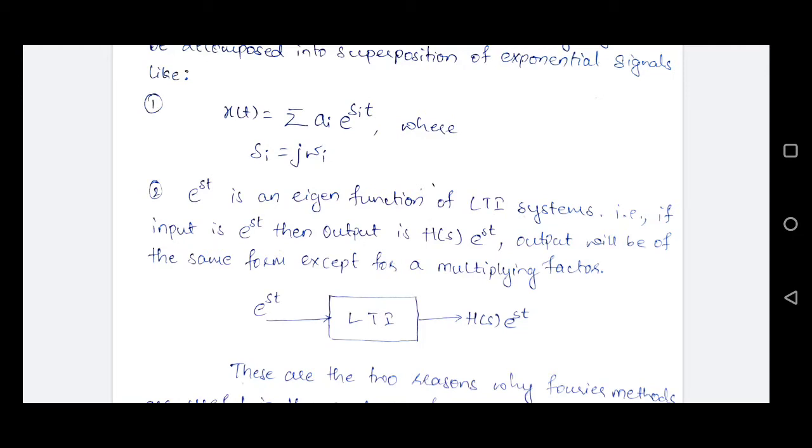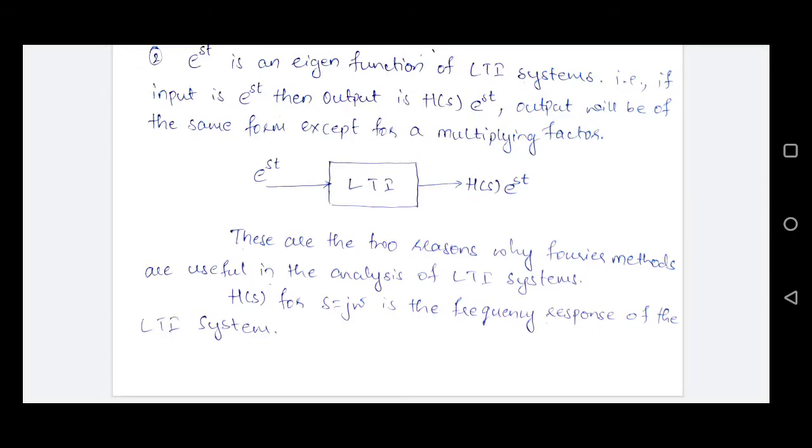And the second reason is the exponential signal used to represent or to form the composite signal is an eigenfunction. Eigenfunction means when we apply eigenfunction as an input to a linear time invariant system, output from the linear time invariant system will be of the same form as that of the input, but with a multiplying factor. So e to the power st, the exponential signal used in Fourier transform, is an eigenfunction. That is, if e to the power st is the input to linear time invariant system, then the output will be e to the power st itself, but that signal will be multiplied by a factor H of s. H of s is a multiplying factor. Now these are the two reasons why Fourier methods are useful in analysis of linear time invariant systems.